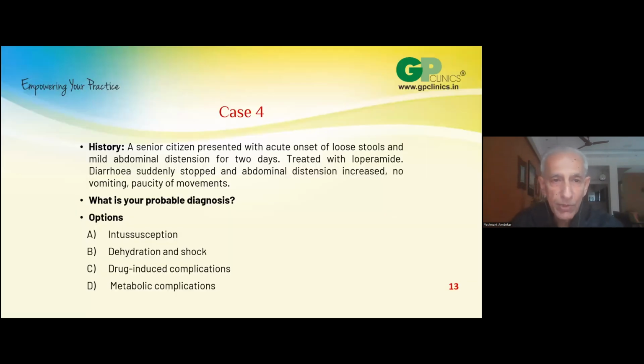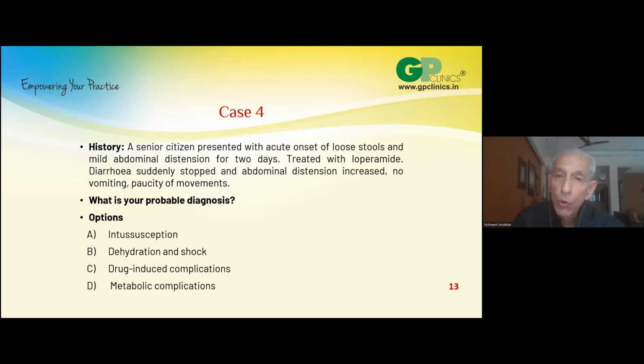Let's get back to the same slide. Intussusception would have presented with blood and mucus in stool with acute abdominal pain. You are right that one of the complications of a loose stool is an intussusception, and suddenly the diarrhea stops. You are right up to that point. But the presentation is not just abdominal distension, but acute pain with blood and mucus and abdominal distension. So it's not intussusception.